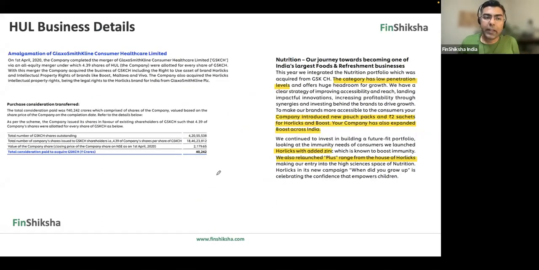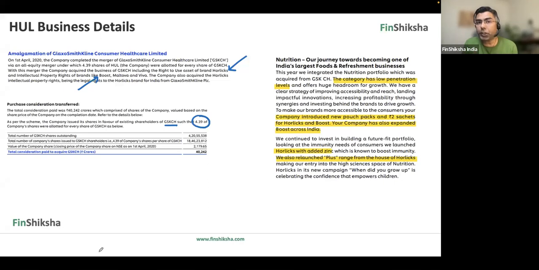HUL in 2020 decided to basically purchase the GlaxoSmithKline consumer healthcare business, which is Boost and the Horlicks brands. In this, they acquired the brand Horlicks, intellectual property rights of brands like Boost, Maltova, and Viva, and the rest of it. For this, there was a share swap that was done. So existing shareholders of GSK Consumer Healthcare were allotted 4.39 shares of HUL. So essentially a share swap deal. More shares were issued, and this was given in lieu of the assets that got acquired.